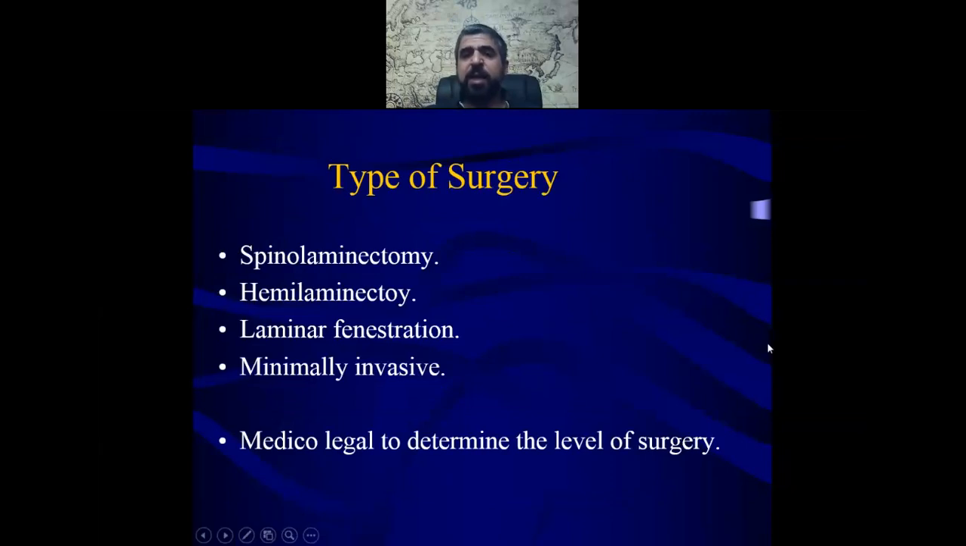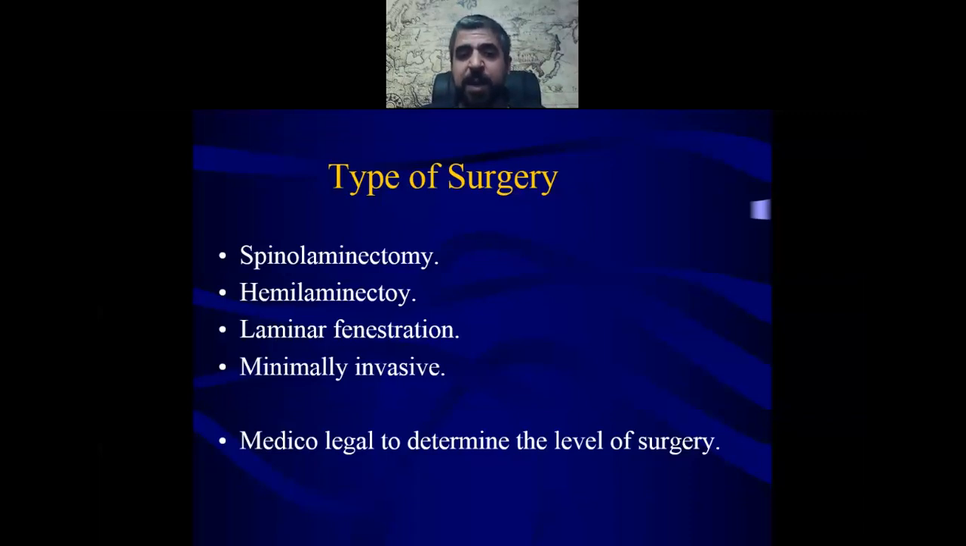Now, what are the types of the surgeries that are usually performed in disc herniation? Mainly there are four types: either spinal laminectomy, in which they remove the spinous process and the lamina, both lamina, right and left. Or there is a less aggressive surgery, the hemilaminectomy. They just remove one lamina, the right or the left, according to the site of the disc, and they try to do curettage or suction of the disc.